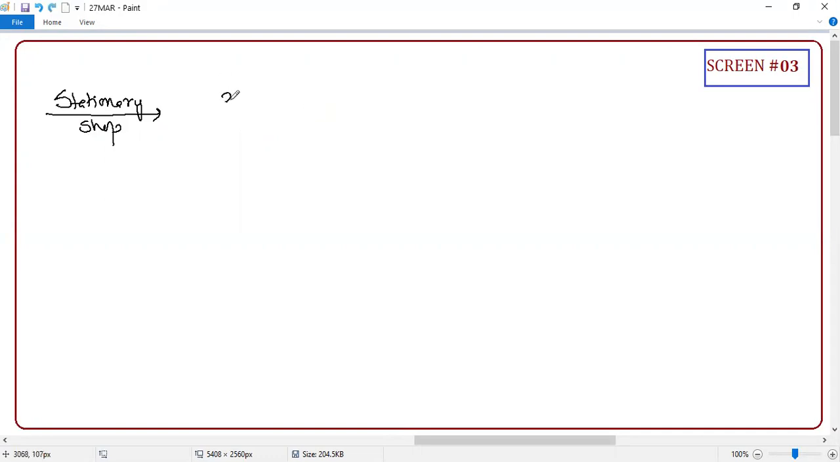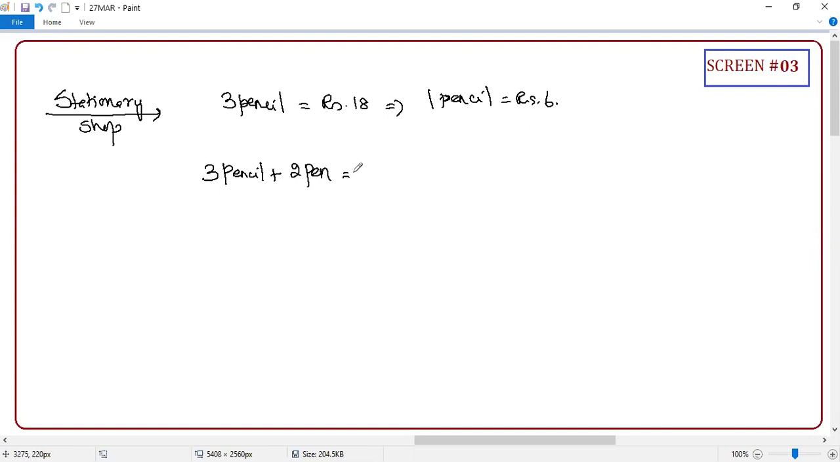So 3 pencils, if I say 18 rupees, then you are okay to say 1 pencil is what? Rupees 6. Okay. Now you are going to the same shop. This time you are buying 3 pencils plus 2 pens. Okay. 3 pencils, 2 pens, and you are paying how much rupees?